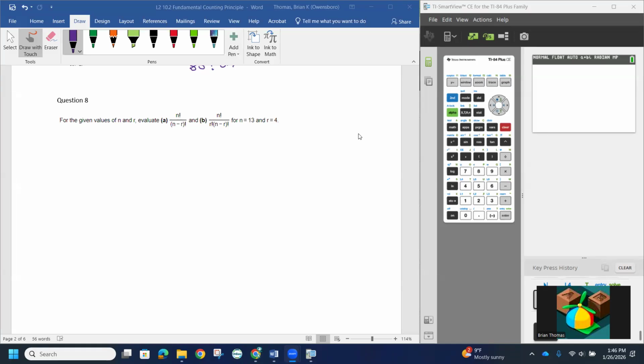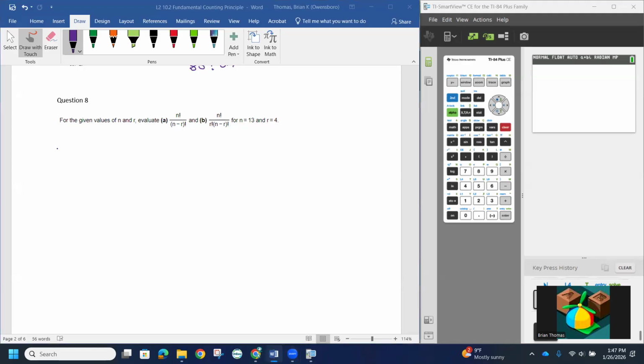So let's look at question 8. It has a part A and a part B. For the given values n and r, evaluate n factorial over n minus r factorial. Notice how they gave us n as 13 and r as 4. What they want us to do is substitute the 13 in for n and the 4 in for r.